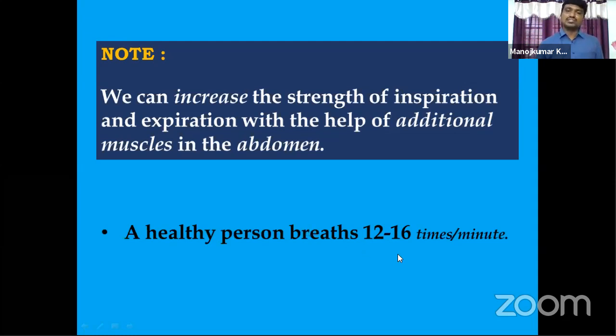Now generally, a healthy person breathes around 12 to 16 times per minute. So this is the normal value of a healthy person. In an adult, a healthy person breathes around 12 to 16 times per minute. But this changes from person to person and from age to age, isn't it? Children respire more than this, sometimes 20, 22, 25 times also. So this is an approximate or general value.